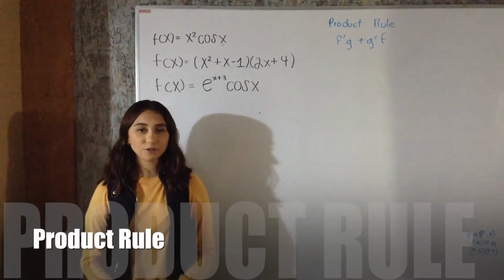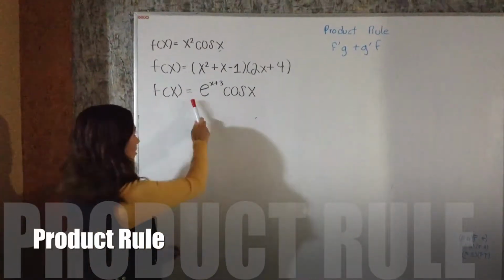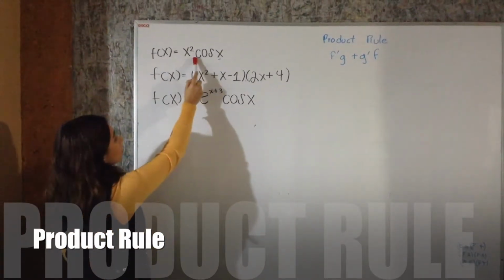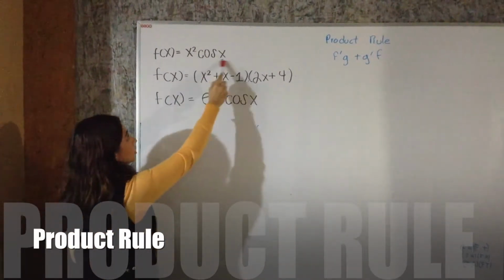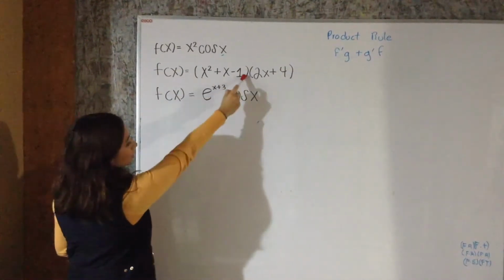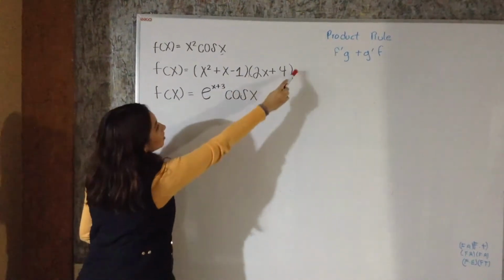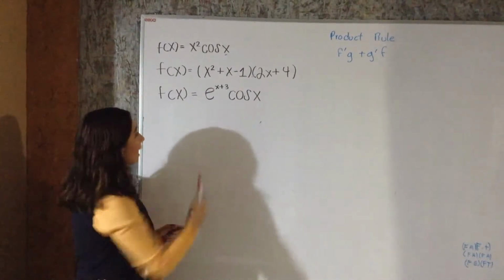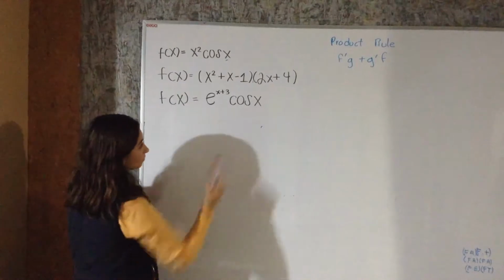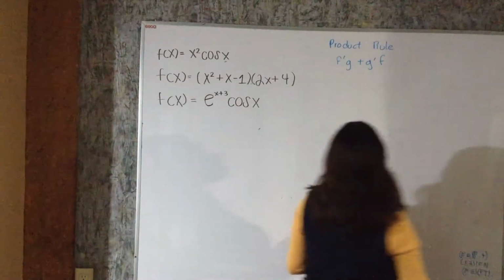I'm going to explain the product rule with these functions. First, with an algebraic function multiplied by a trigonometric function. Then, with an algebraic function multiplied by another algebraic function. And at last, an exponential function multiplied by a trigonometric function. First, we have to know the rule.